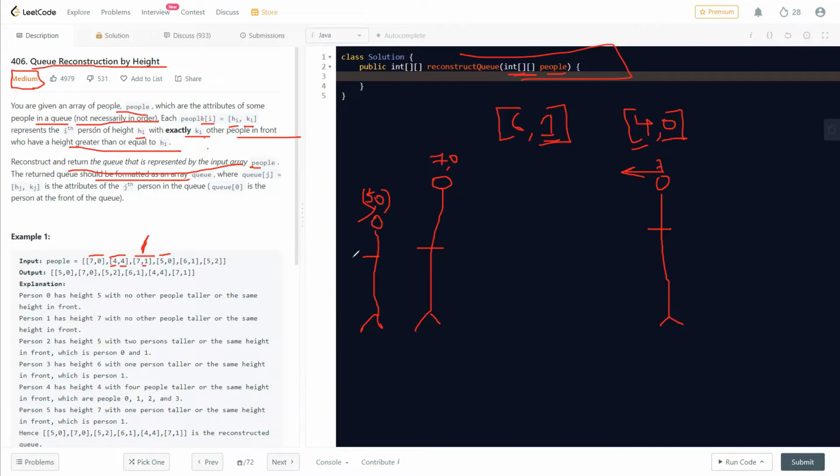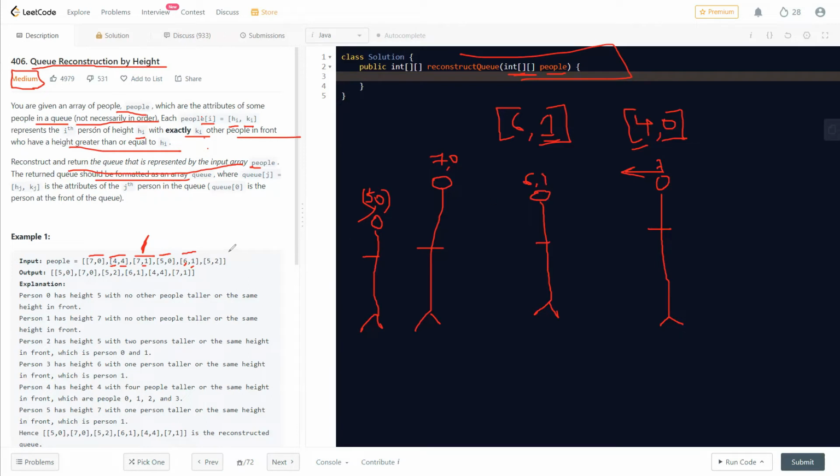Next comes 6-1. So 6-1 is basically the same thing again. He has a height of 6 and he finds that there is one person greater than or equal to his height before him. By convention we can understand that 6-1 will be somewhere after 7-0. So say we placed it here, and this person can see that there's only one person whose height is greater than or equal to his height. That means 7-0, and this is 6-1.